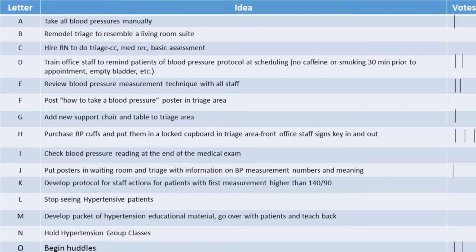Here's an example of lists of ideas for interventions. The process is as follows. Assign a letter to each idea. Each team member selects the most important 1 through 3. In this case, team members would get 3 votes. Each team member may cast only 1 vote per idea and must cast all allotted votes.